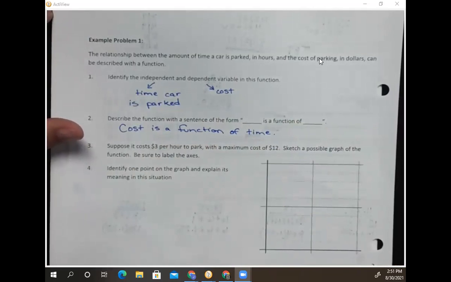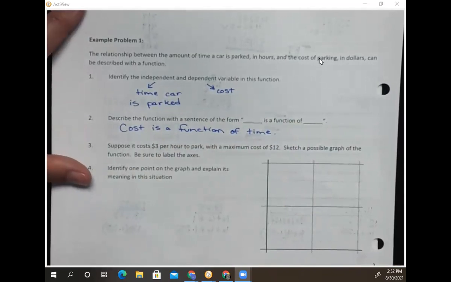So let's say that it costs $3 per hour to park your car in this parking deck, and they capped the price at $12. So if you leave it there all day long, it's not going to cost you more than $12. Let's sketch a graph for this function.